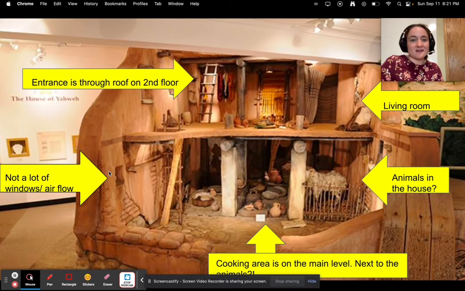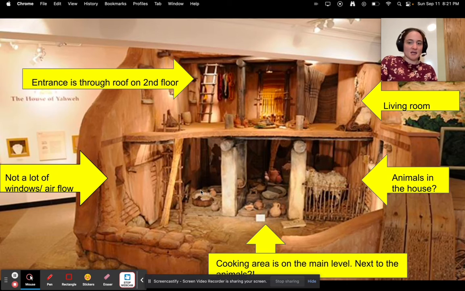There are not a lot of windows in here. There's a few tiny windows, and that's about it. So not a lot of airflow. And then it gets concerning after this. There's pottery and cooking utensils on the lowest level, which is cool, but the sheep is right there. And what do sheep do? They poop right by your cooking utensils.